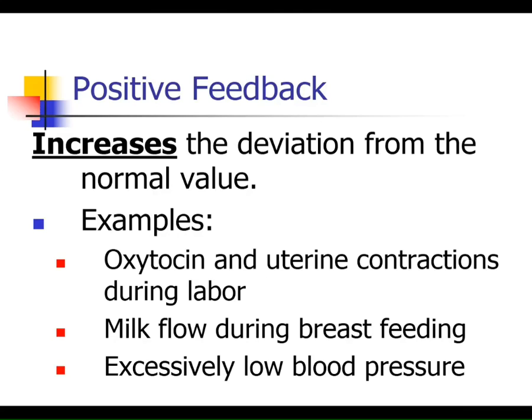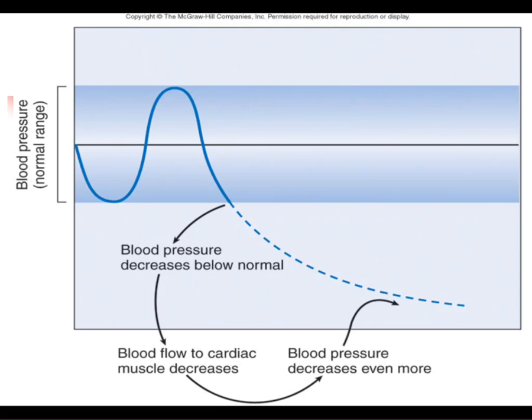Number two, milk flow also is this way. Once milk is let down from the breast, it also continues. There's really no mechanism to stop the milk let down. And finally, the third example of positive feedback I want to show you is what happens in excessively low blood pressure.